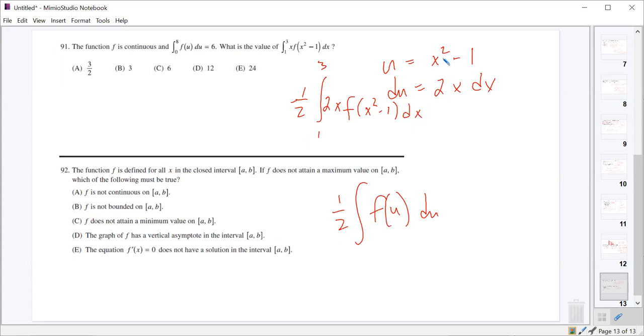If I plug in 1 to x here, I get 0. And if I plug in 3, I get 8. So it's 1/2 of the integral from 0 to 8 of f of u du is what this is equivalent to. And the integral from 0 to 8 is 6. So half of the integral from 0 to 8 ought to be 3. Any questions there on 91?